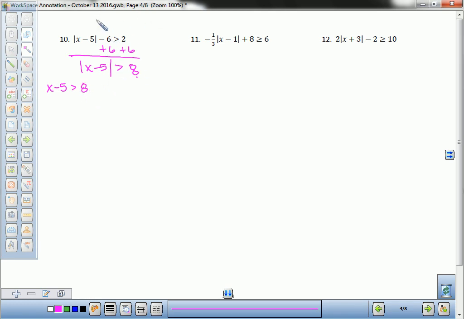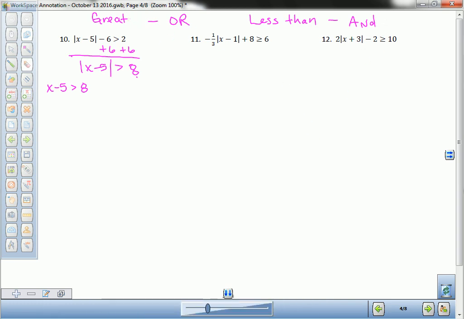Now, another thing I want to talk about that I didn't stress yesterday. Yesterday was kind of a preview day. Greater gives us an or situation. Less than gives us an and situation. Okay? And if it helps you, you can just spell it wrong. Call it great or, and less than.